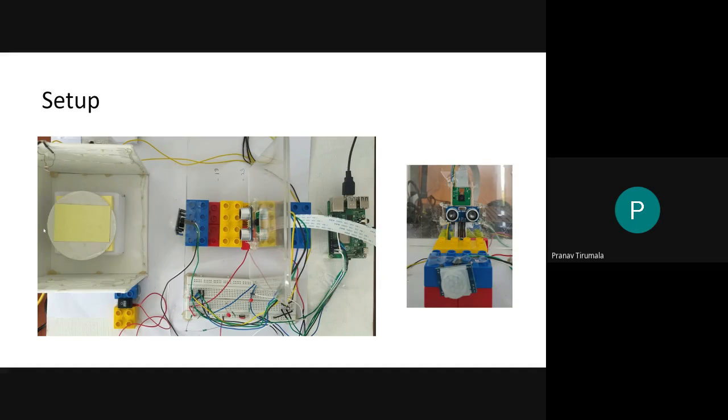Here are all the lighting. I've even made some lighting arrangements, and here's the switch for the light, and here's the switch for the main circuit. It gives power to the circuit from the Raspberry Pi. And here is the LDR sensor.